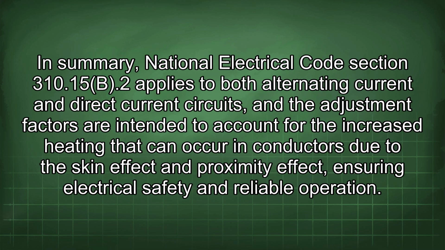In summary, National Electrical Code Section 310.15(B)(2) applies to both alternating current and direct current circuits, and the adjustment factors are intended to account for the increased heating that could occur in conductors due to the skin effect and proximity effect, ensuring electrical safety and reliable operation.